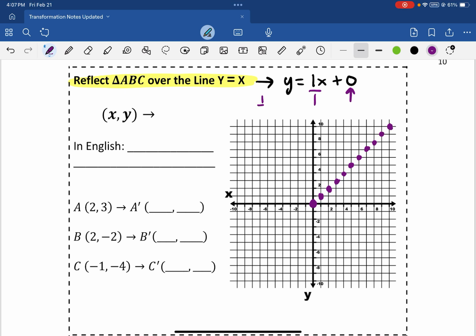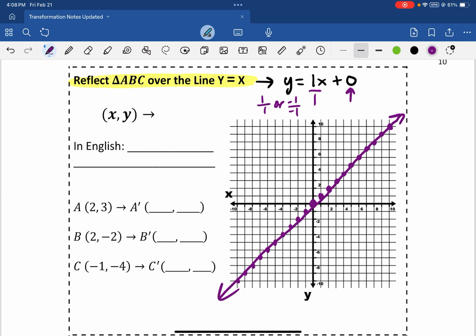Then, my slope is 1 over 1 or negative 1 over negative 1. So I go down 1, left 1, down 1, left 1, all the way to the edge of the graph. So I am creating my line of reflection, and let's draw that as straight as we can. That wasn't very straight, but it's fine.